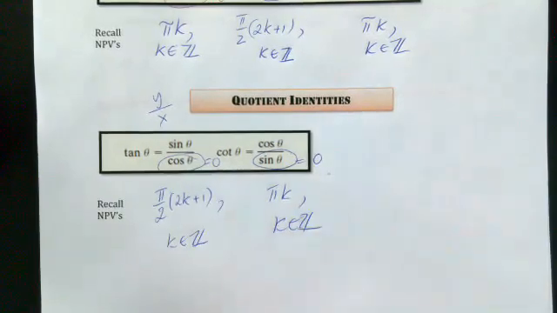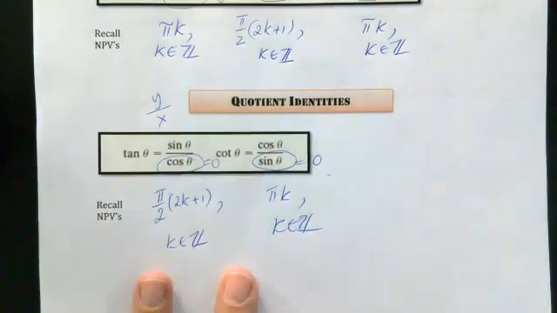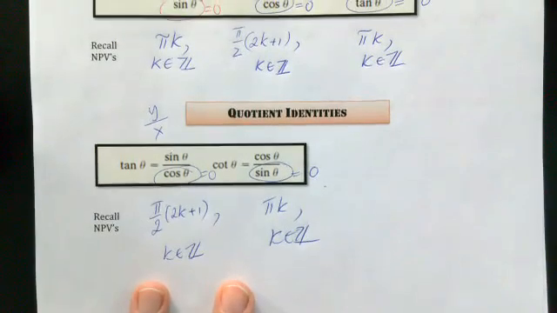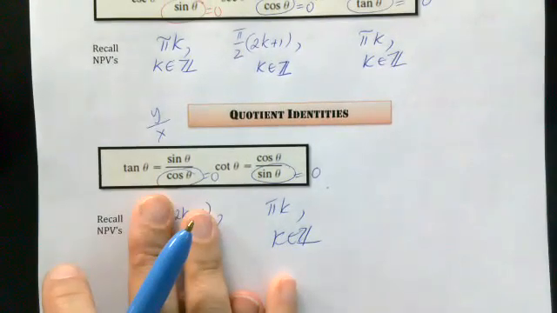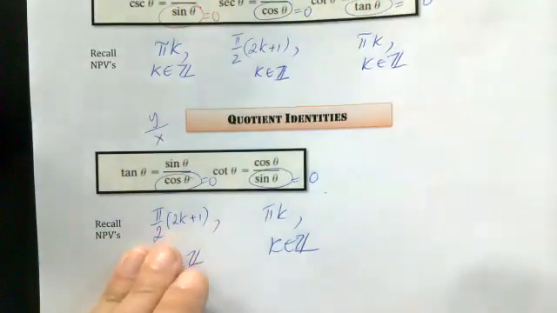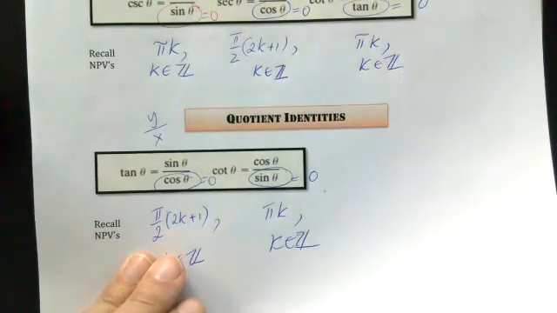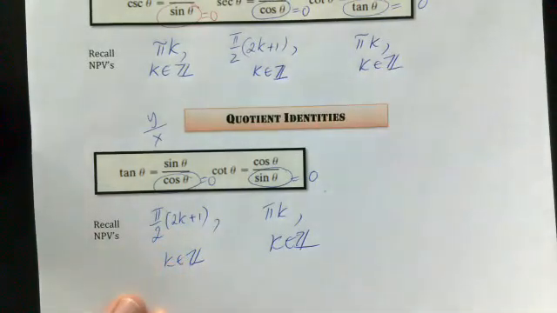k belongs to Z. So these identities are only true for all of these angles except for their NPVs. Okay, so not true for their NPVs because they don't exist, right? Either the left-hand side or the right-hand side, it doesn't matter, they are not true.